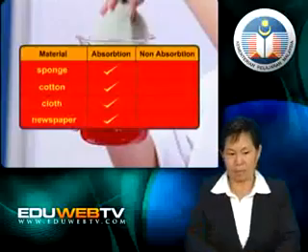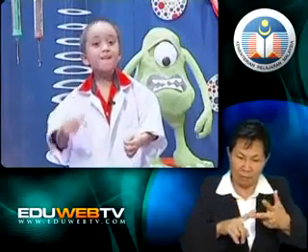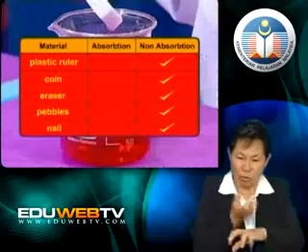Let's group these materials. Materials which can absorb water: sponge, cotton, cloth, newspaper. Materials which cannot absorb water: plastic, metal, rubber, stone.